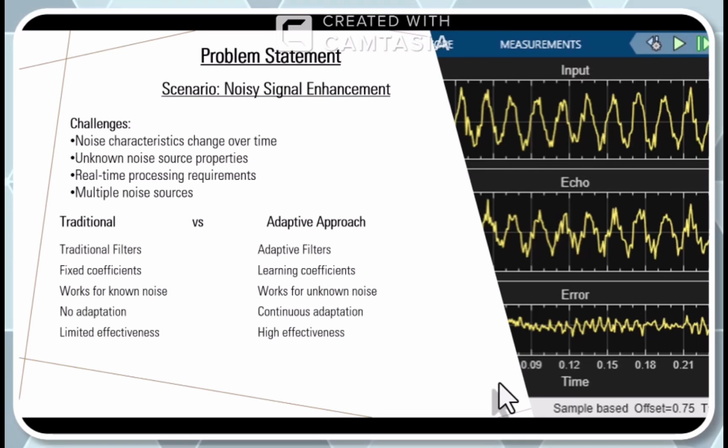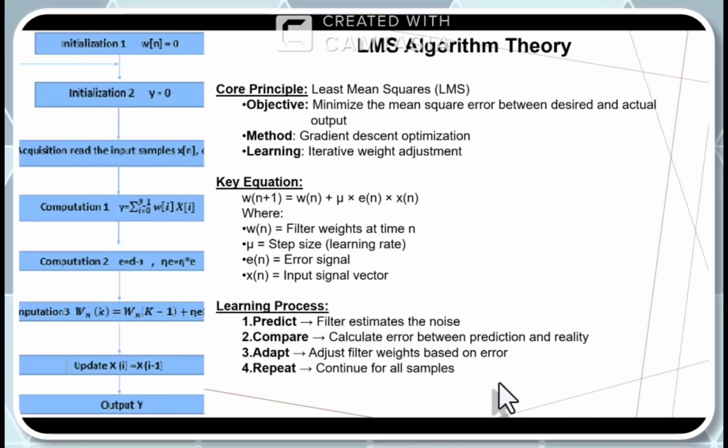Now I tell about LMS algorithm theory. In this slide, we can see the core principle of the LMS algorithm. The full form of LMS algorithm is least mean square. First of all, objective, method, and learning. What is the objective of the LMS algorithm? Minimize the mean square error between the desired and actual output. Then secondly, the method: gradient descent optimization, and learning in an iterative way, we can change and adjust our weights.